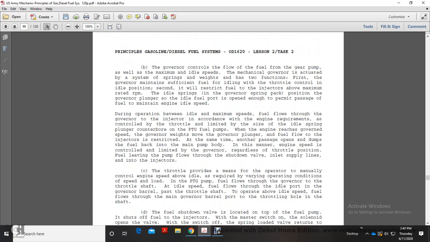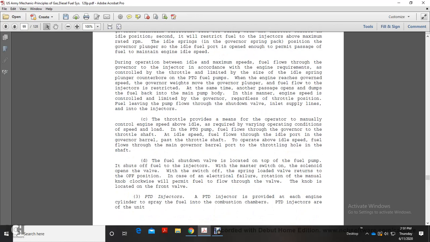The governor controls the flow of fuel from the gear pump, as well as the maximum and idle speed. It is a maximum mechanical governor, actuated by its spring and weights. The governor has two functions. First, it maintains sufficient fuel for idling when the throttle control is in the idle position. Second, it restricts the flow of fuel to the injectors above the maximum rated RPM. With the idle spring pushing the governor plunger back, the idle fuel port is open enough to permit the passage of fuel to maintain engine speed.